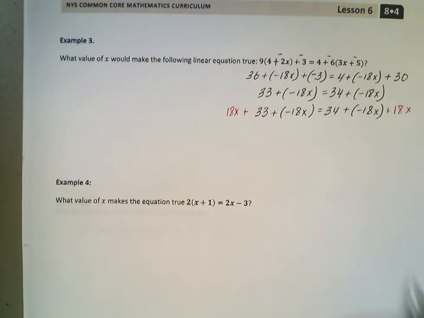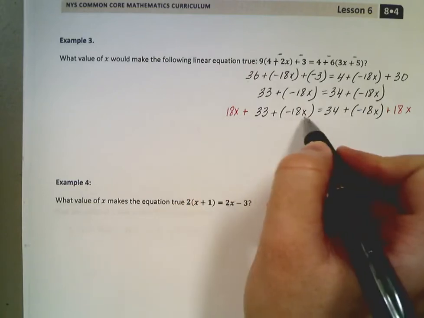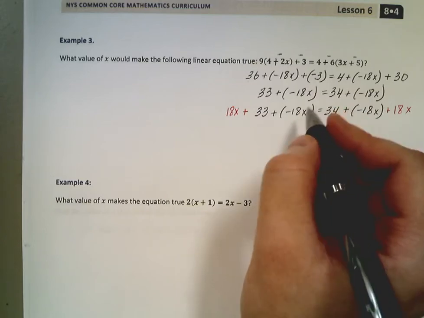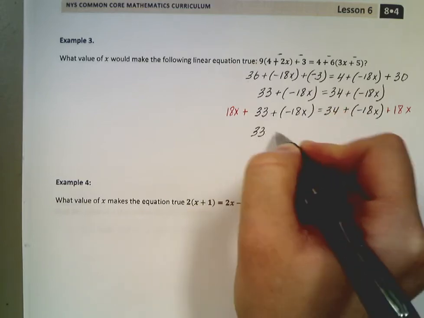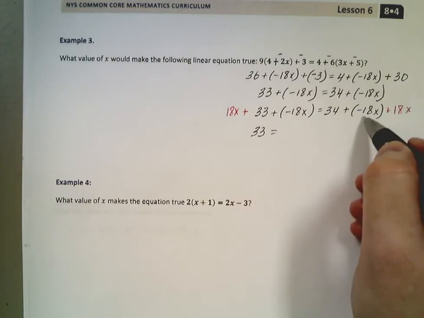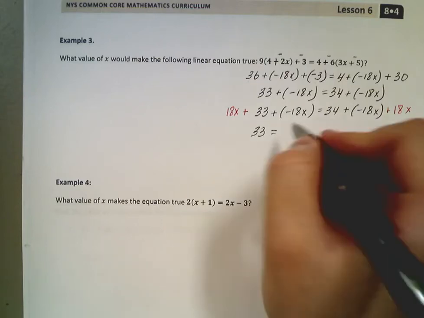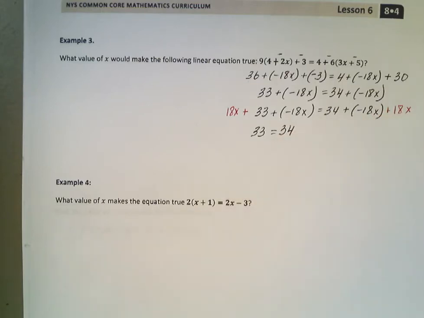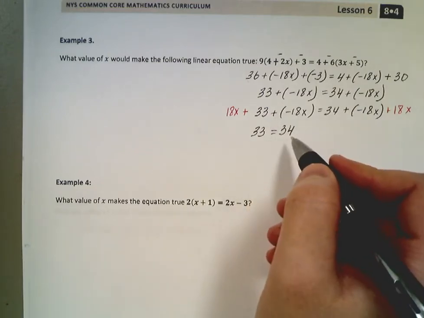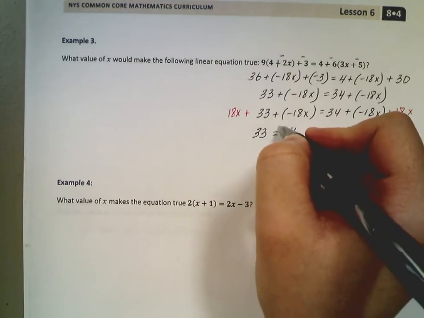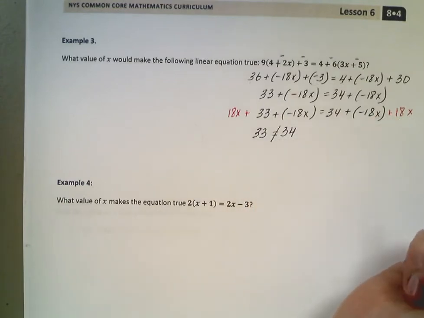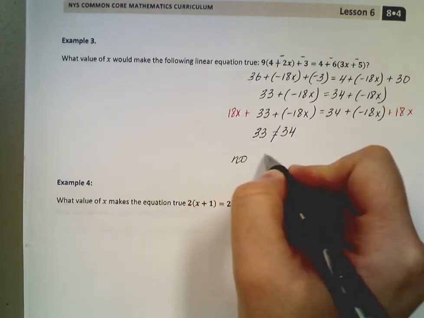All right. So on the left side, 18x and negative 18x get simplified, and I will have a 0. So all I have left is 33. On the right side, also negative 18x and 18x will make a 0. So all I have left is 34. So now what I see here is 33 equals 34, which is not true. We know that 33 does not equal 34. That means this equation does not have a solution. No solution.